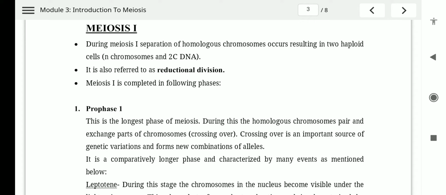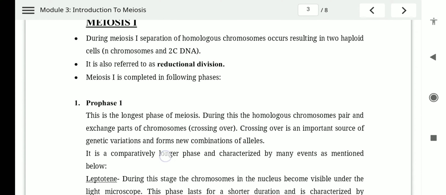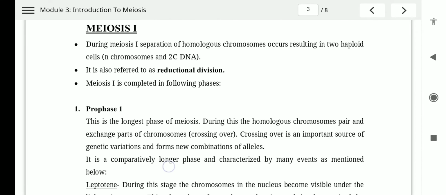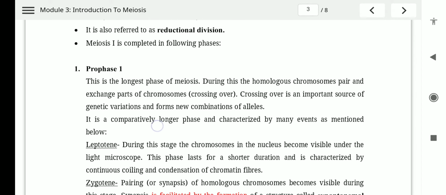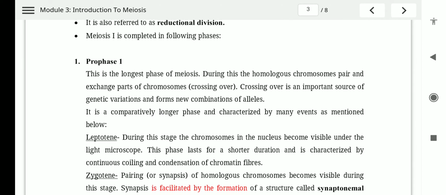Meiosis also has different phases. In meiosis 1 we have prophase 1, metaphase 1, anaphase 1 and telophase 1. So, prophase 1. What is prophase 1? This is the longest phase of the meiosis division.